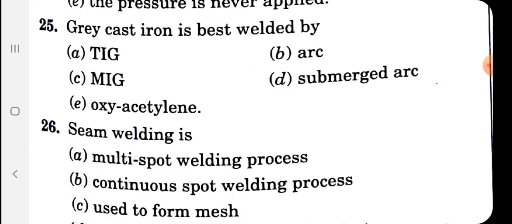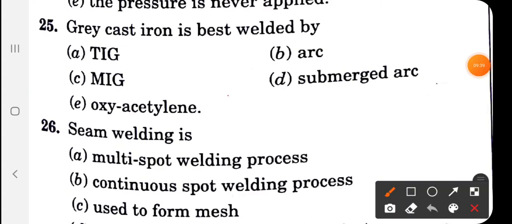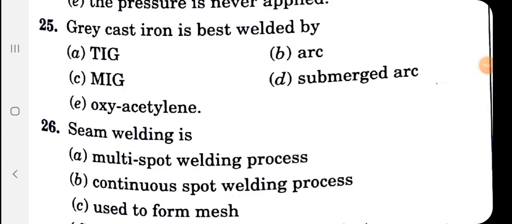Grey cast iron is best welded by oxyacetylene welding. So 25th is gas welding. So mostly for that cast iron, we will use gas welding.